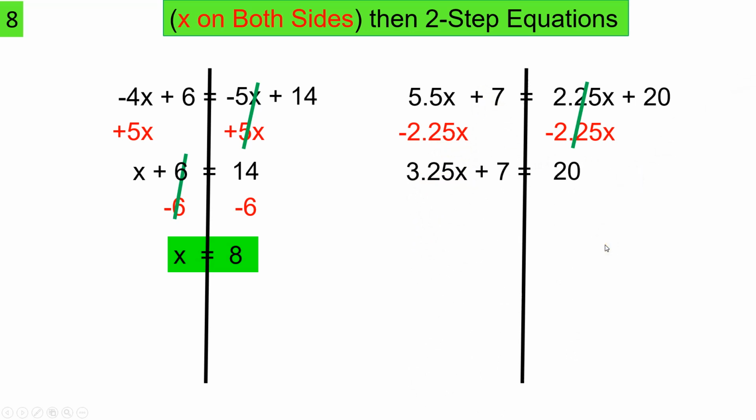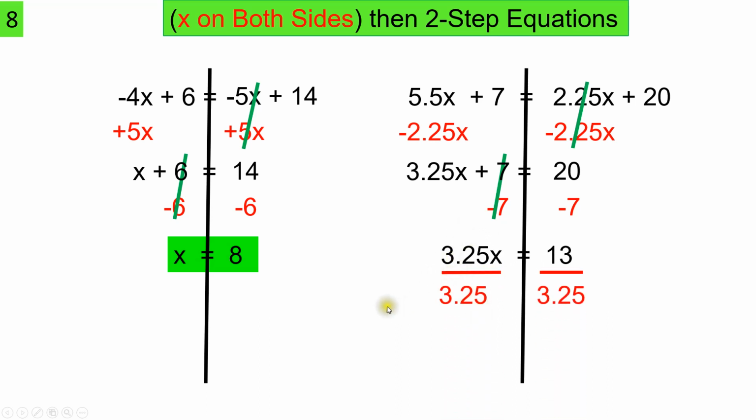Okay, two-step equation, right? Get rid of the lonely guy, right? 7, so you subtract 7, cancel, right? 20 minus 7 is 13. Then you bring that one down. And weirdly enough, if you divide by 3.25, which is exactly the same thing as what's on top, you'll get 4. Okay? Yeah, 13 divided by that gives you 4.